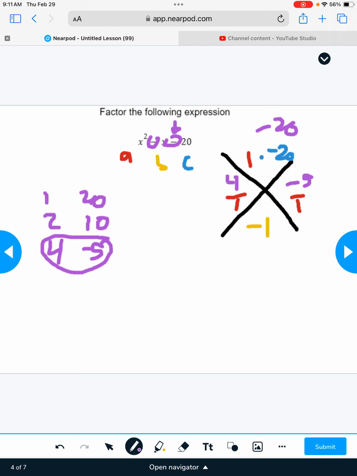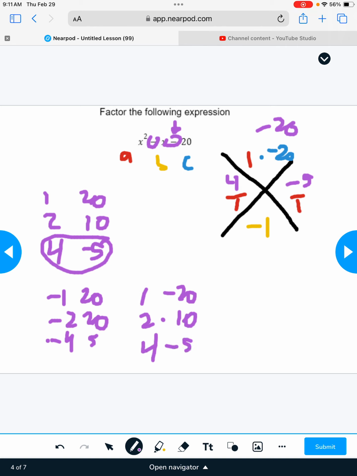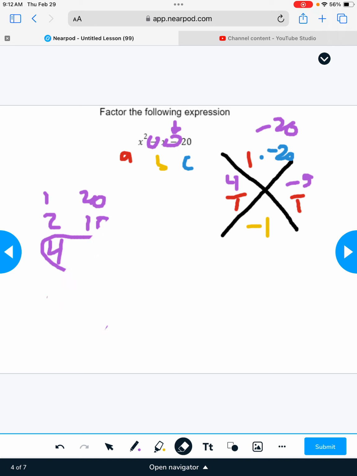I've seen some people as well do negative 1 and 20, negative 2 and 20, and negative 4 and 5, and then turn around and just do 1 and negative 20, 2 and negative 10, and 4 and negative 5, and say, okay, I know that it's that one. Whichever way you choose to do it is fine. It's just a matter of making sure that you have the negatives in the right spot. Okay, so let's go ahead and move forward on this.